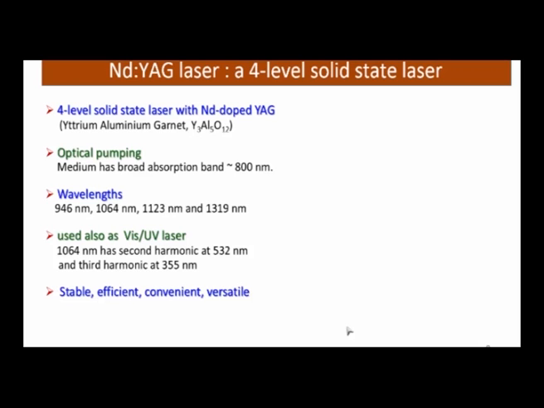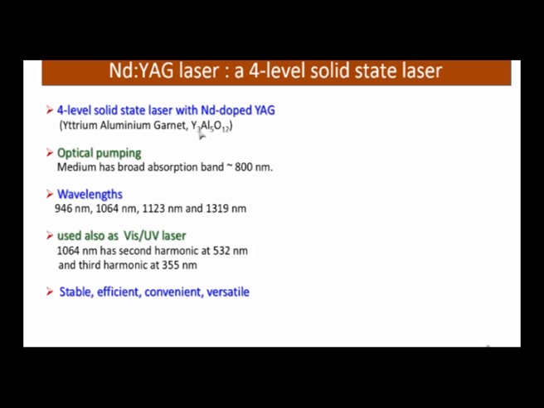The medium. First, what is the medium here? The medium is something like what's called a precious stone. It's actually a crystal, and its name is Nd:YAG. YAG is yttrium aluminum garnet. I have written here, yttrium aluminum garnet. Garnets are a class of precious stones.